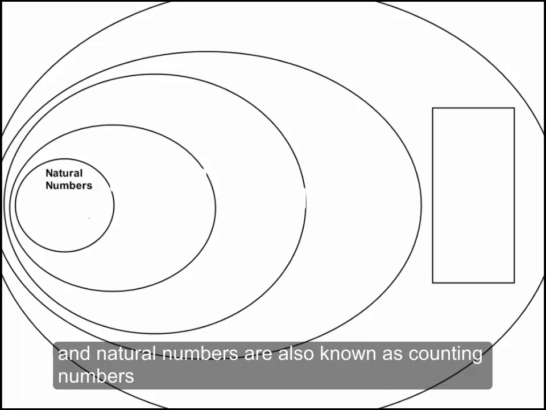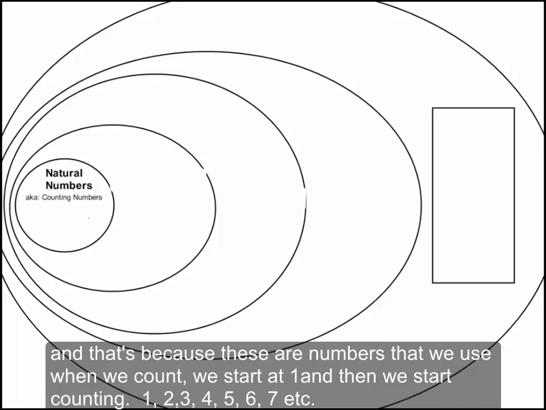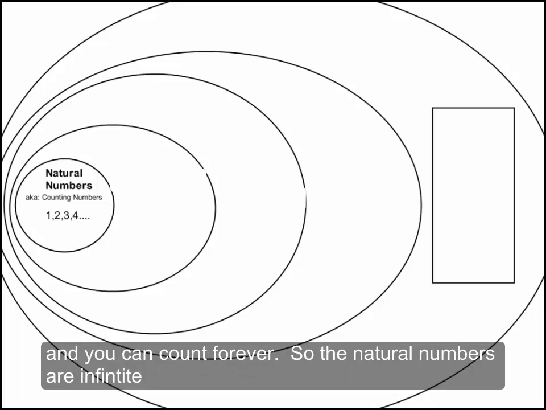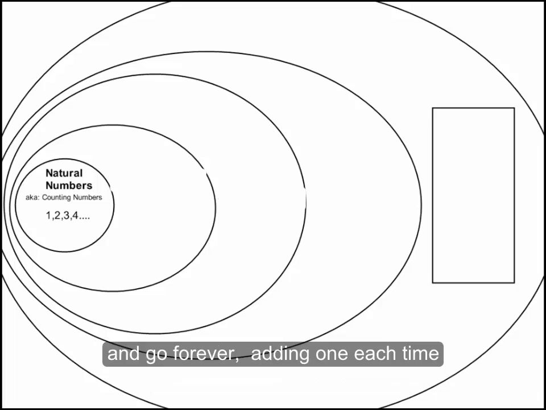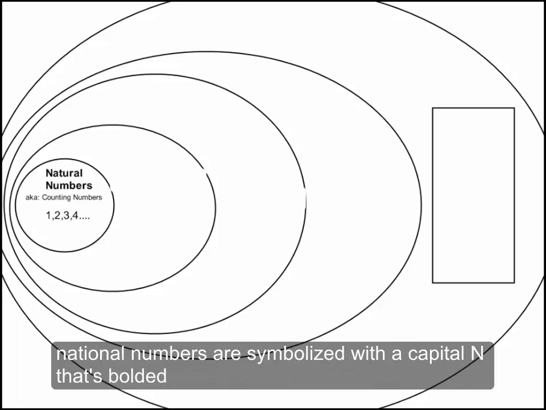Natural numbers are also known as counting numbers, and that's because these are the numbers that we use when we count. We start at 1 and we start counting 1, 2, 3, 4, 5, 6, 7, etc. And you can count forever. So the natural numbers are infinite. They start at 1 and go forever, adding 1 each time. Natural numbers are symbolized with a capital N that's bolded.